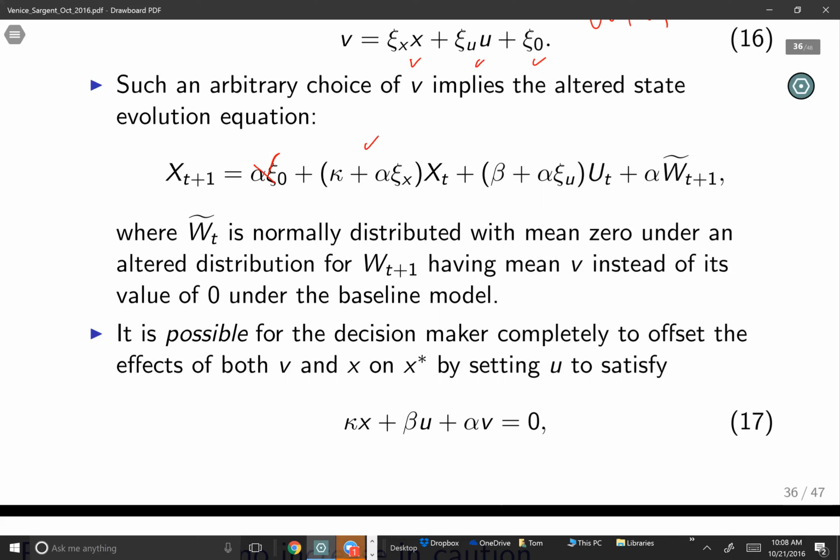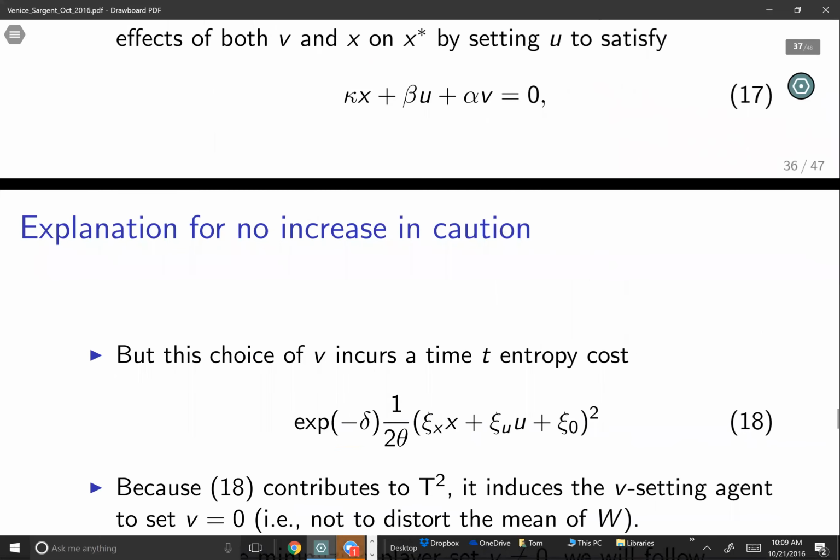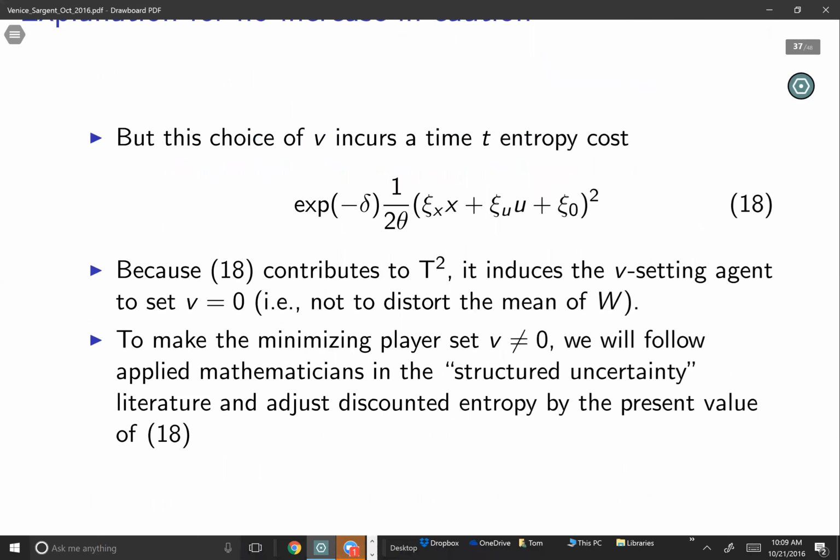So remember what we're playing, what the equilibrium concept here is: a zero-sum two-player game. The Nash equilibrium is both guys are doing the best, taking as given what the other guy is doing. So it's possible for the decision maker completely to offset this. But this distortion choice costs the minimizing agent this entropy cost. It gives him no benefit in terms of reducing the criterion, so he won't do it.